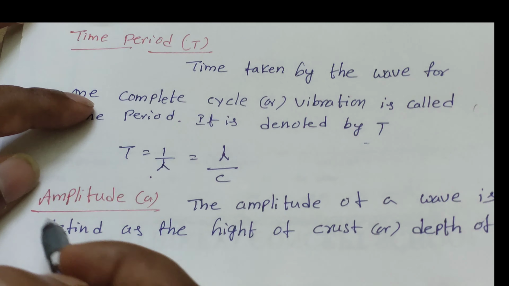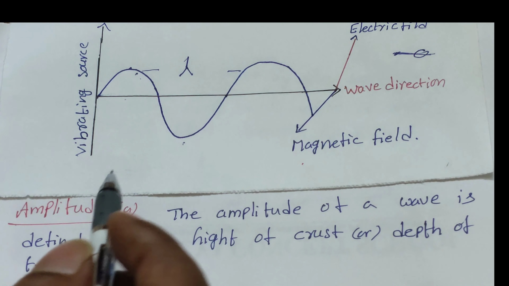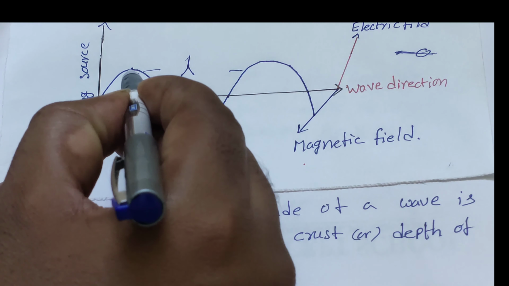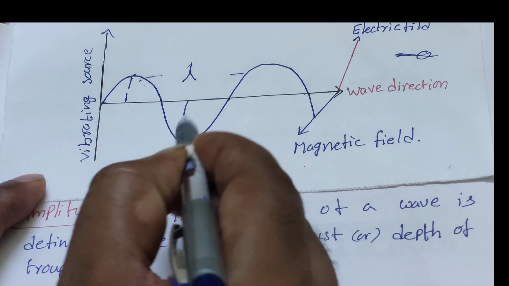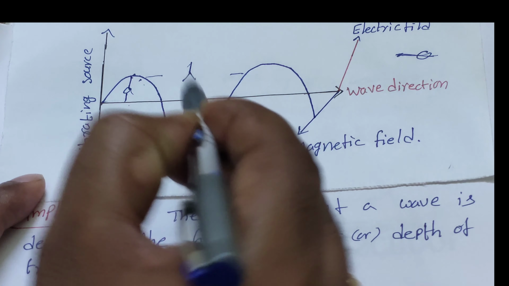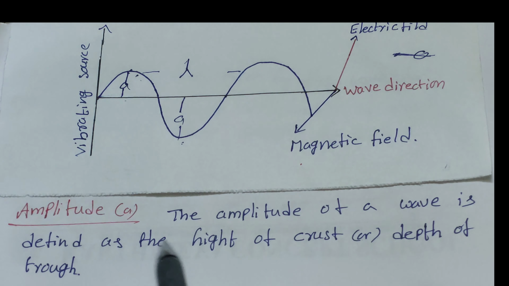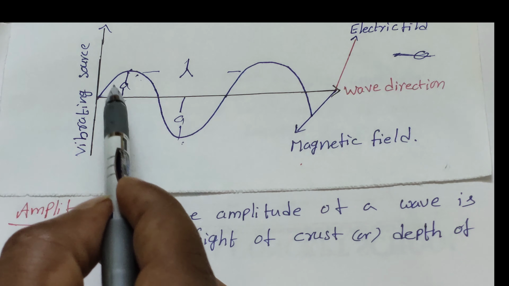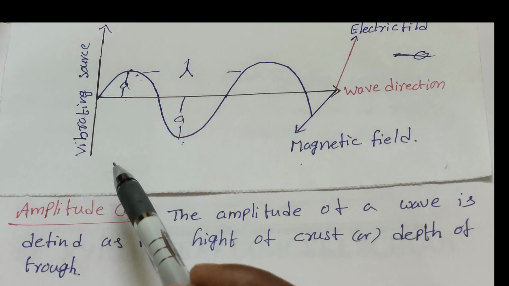Next one, amplitude. So look here, this is the wave. In the wave, this is the height of the crest, and here it is the depth of the trough. Amplitude is simply indicated as A. The amplitude of a wave is defined as the height of the crest or the depth of the trough, that is simply called the amplitude.